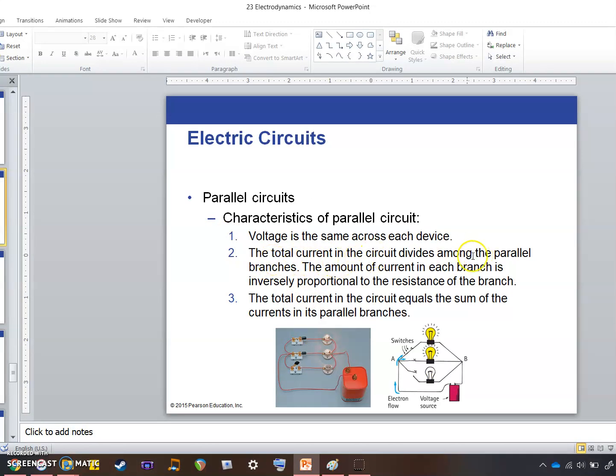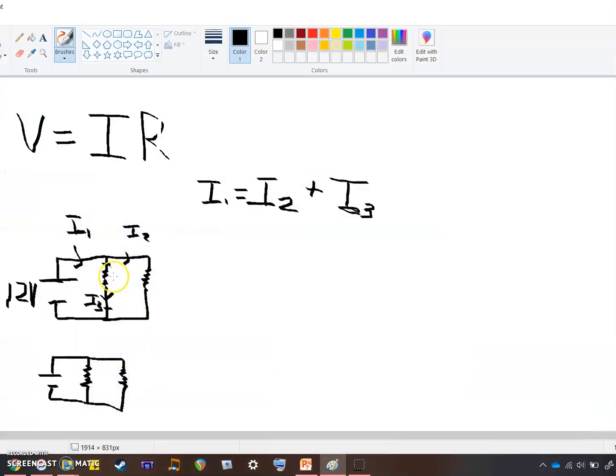Now let's look at number 2. The total current in the circuit divides among the parallel branches. The amount of current in each branch is inversely proportional to the resistance in the branch. So we saw that first part, right? The current has to split at that junction.